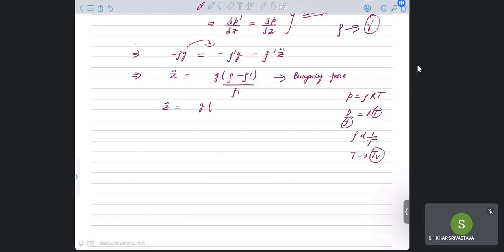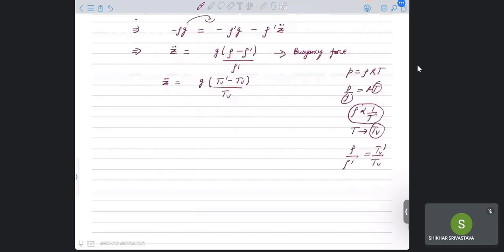So Z double prime will be equal to G times TV prime minus TV upon TV. Simply, rho is inversely proportional to T, so rho upon rho prime is equal to T prime upon T. This way, whenever there was an unprime term I have replaced it with a prime term, and whenever there was a prime I have replaced it with an unprime term.